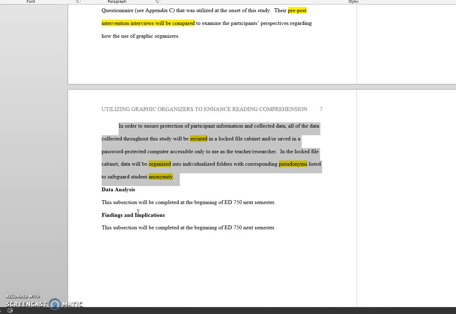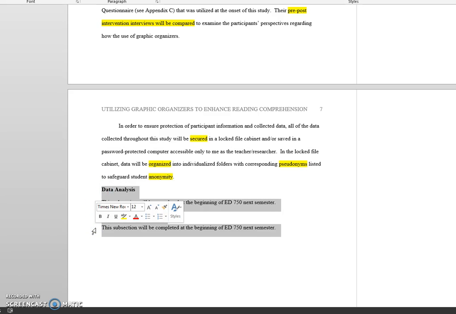Thank you. The last 2 subsections that you see, data analysis and findings and implications, we clearly stated here on this paper that they will be added at the beginning of ED 750 in the spring. So you don't need to be thinking about that. You can be thinking about it at this point, but you're going to be reading and learning more about that at the beginning of the spring semester, and you'll add those sections to the methodology later.